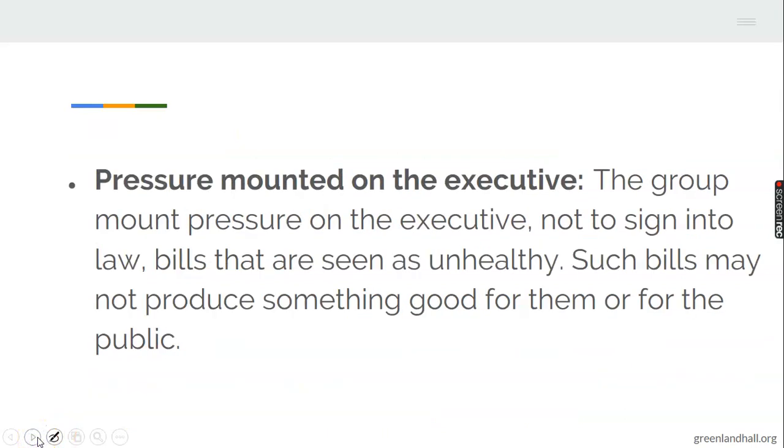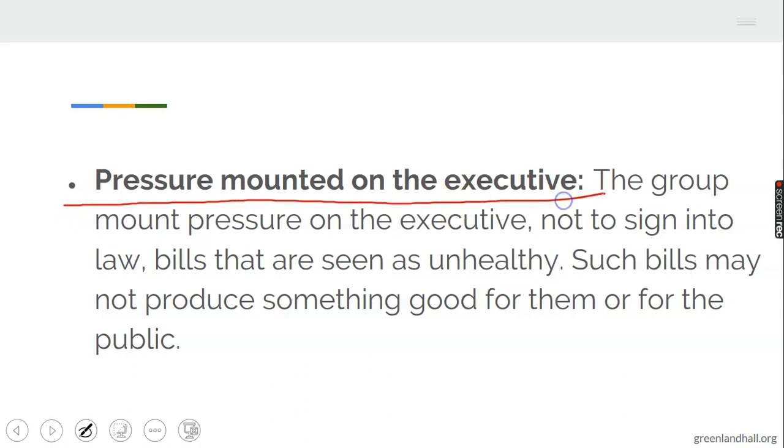Another one is pressure mounted on the executive. The group mounts pressure on the executive arm of government not to sign into law bills that are seen as unhealthy. Such bills may not produce something good for them or for the public. So they will mount pressure on the executive not to sign into law any bill that will not be fair with the people of the country.